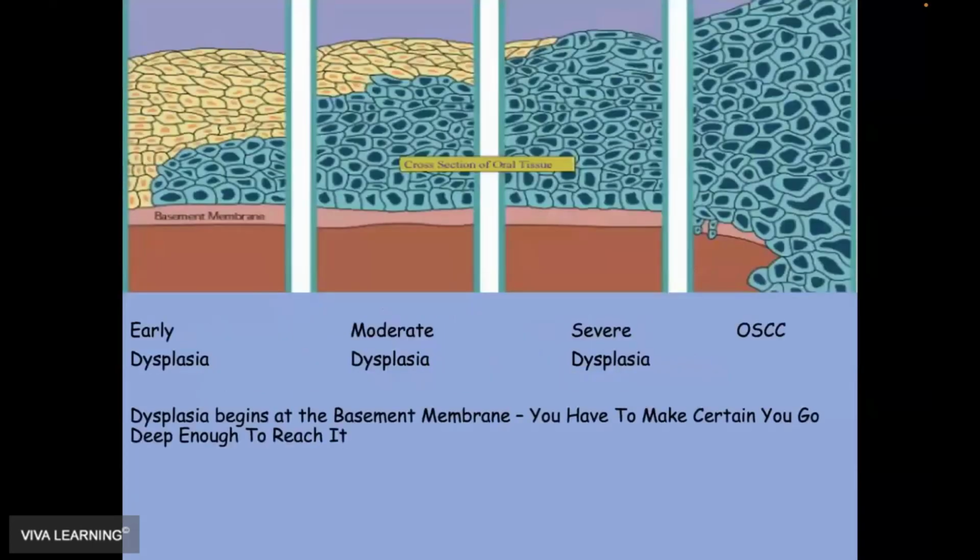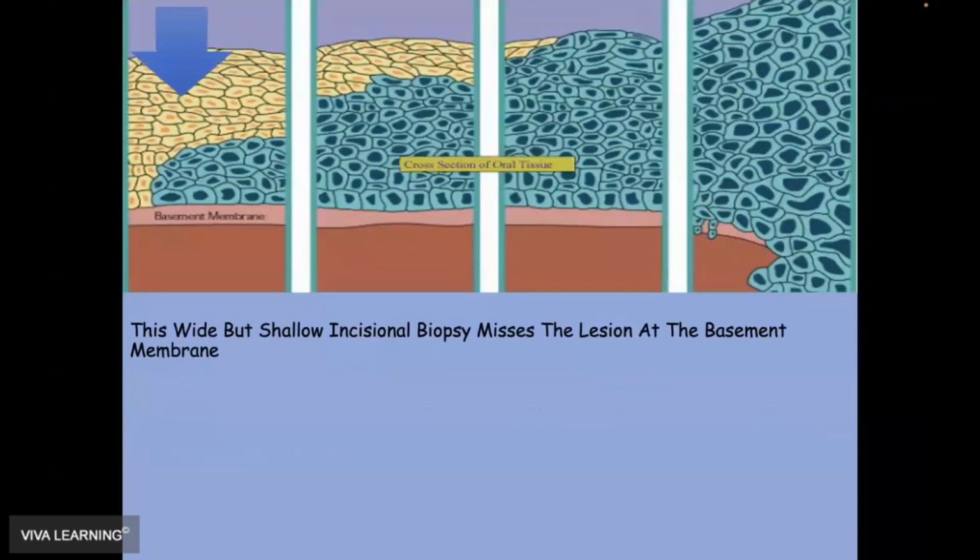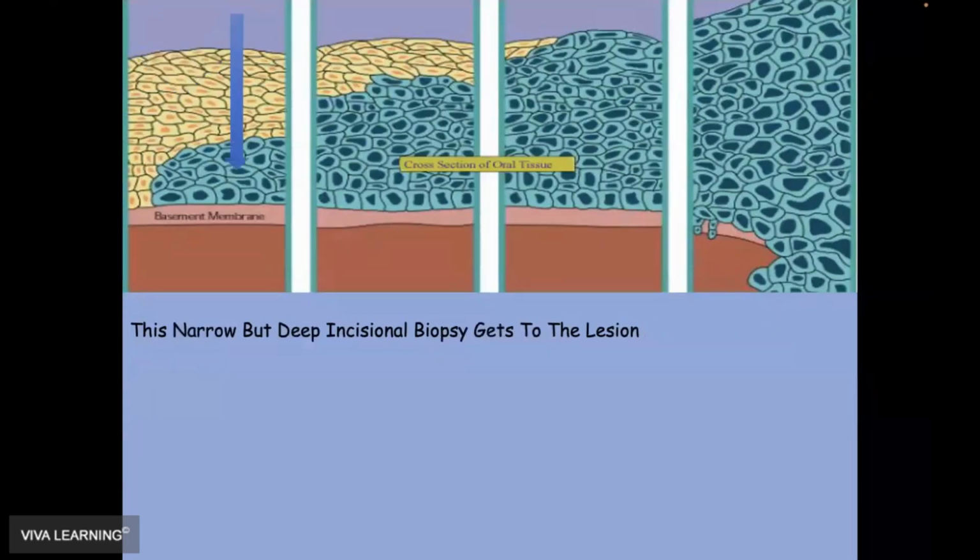So dysplasia begins at the basement membrane. So you have to make certain you go deep enough to reach the lesion. If I take a wide but shallow incisional biopsy, it's going to miss the lesion at the basement membrane. So this will give me a false negative. If I take a narrow but deep incision, that's going to go all the way down, and that's going to get to the lesion. So wide but shallow, no good. Narrow but deep, that's the way we want to go.